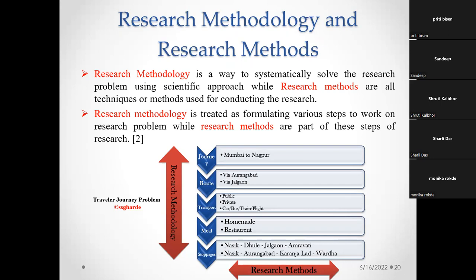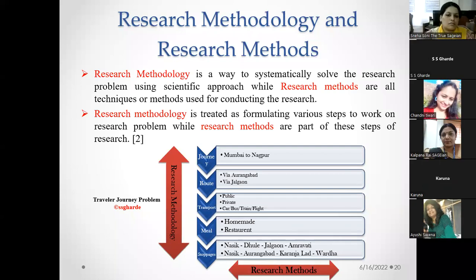Okay, and what is a research method? Within those particular steps, the techniques or methods you have adopted are nothing but research methods. That means research methodology is formulating various steps to work on a research problem, while research methods are part of the research. For example, if I say that I have collected data, then data collection is one of the steps of research methodology.